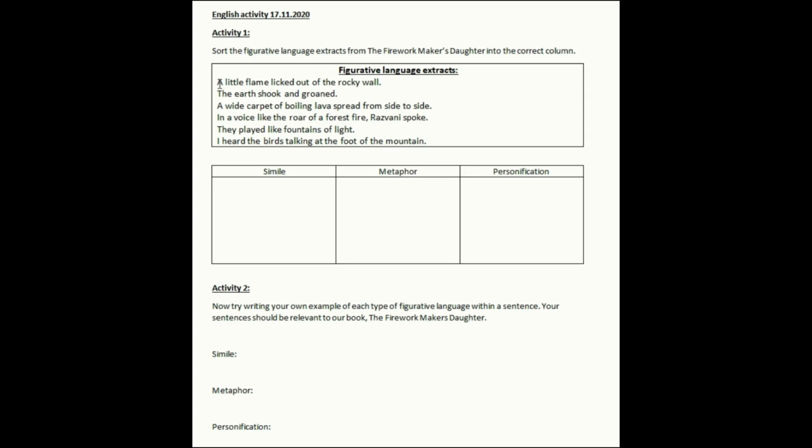If we look at the example of this first one, a little flame licked out of the rocky wall. That could be a metaphor or personification. We're comparing it to a person licking something, and that's a human trait, so it could be personification.